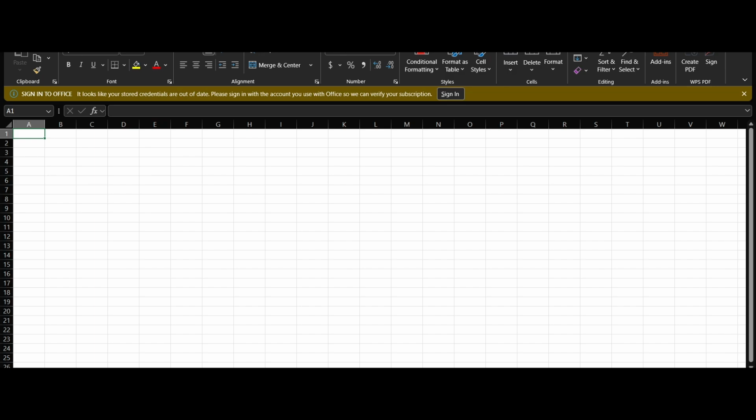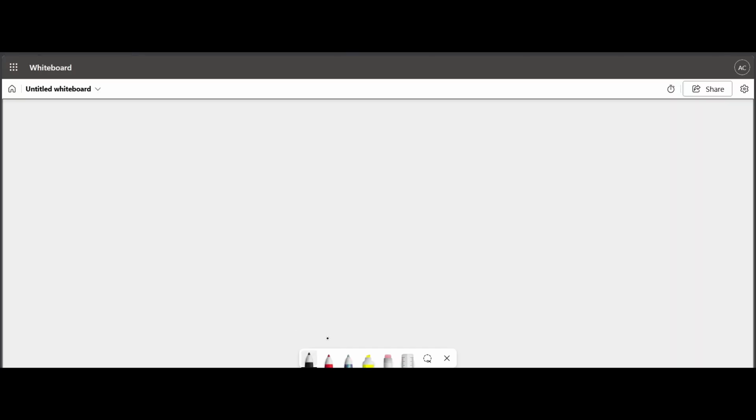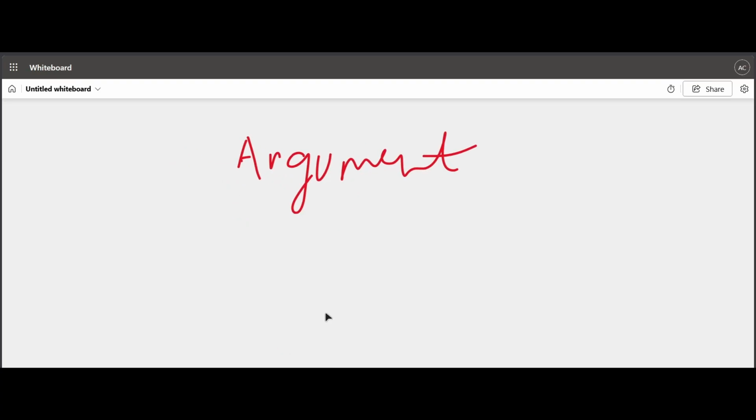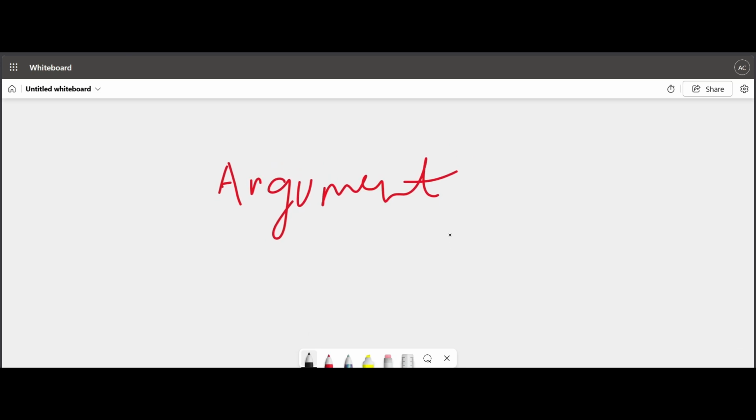negation. Okay, but first, before we get to negation and conjunction and other stuff like that, let's first try to define what an argument is. Okay, excuse my illegible writing. So what is an argument?